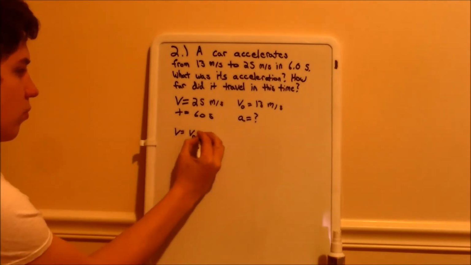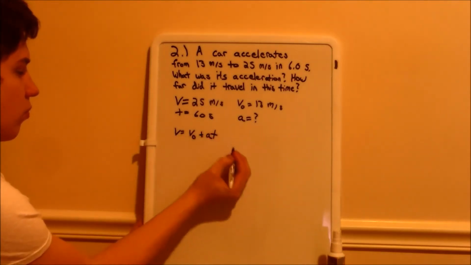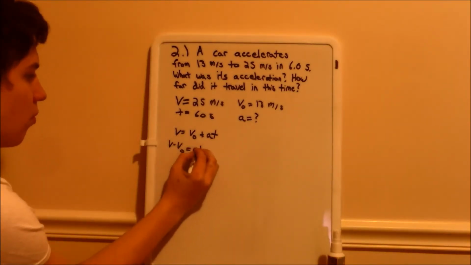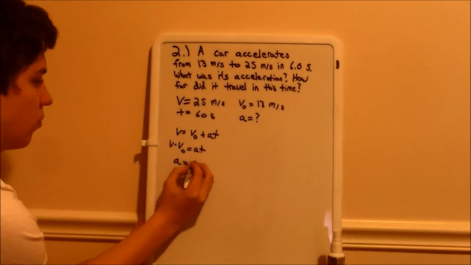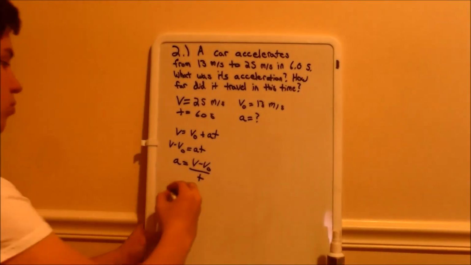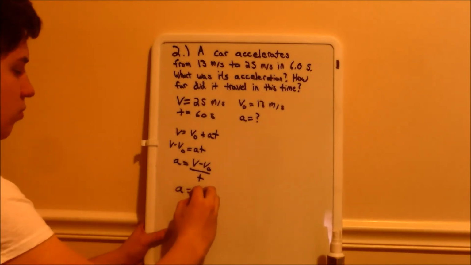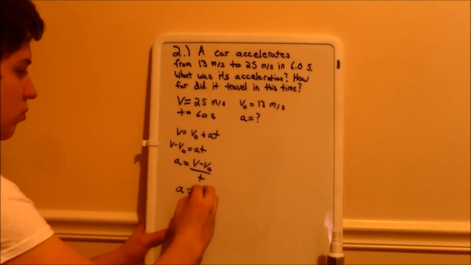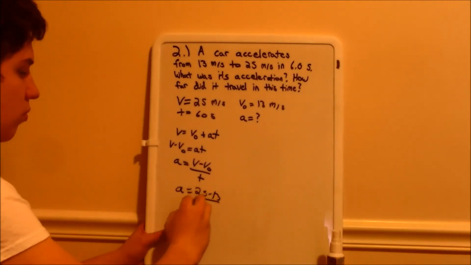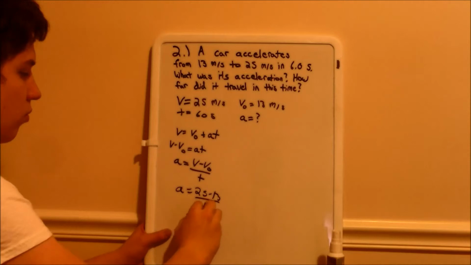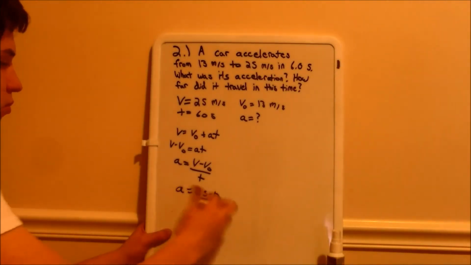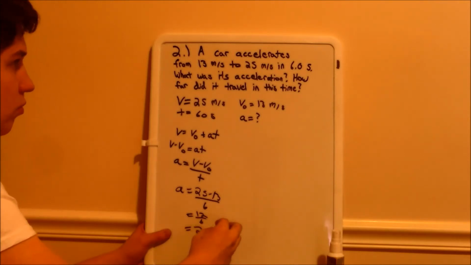We get velocity equals initial velocity plus at. I'm going to rewrite the equation as v minus v initial equals at. Then put a equals v minus v initial over t. Solving for a, I will get 25 minus 13 over 6. You'll notice we have 2 significant figures in all of our variables, so our answer will be 2 significant figures. And here we get 2.0 meters per second squared.